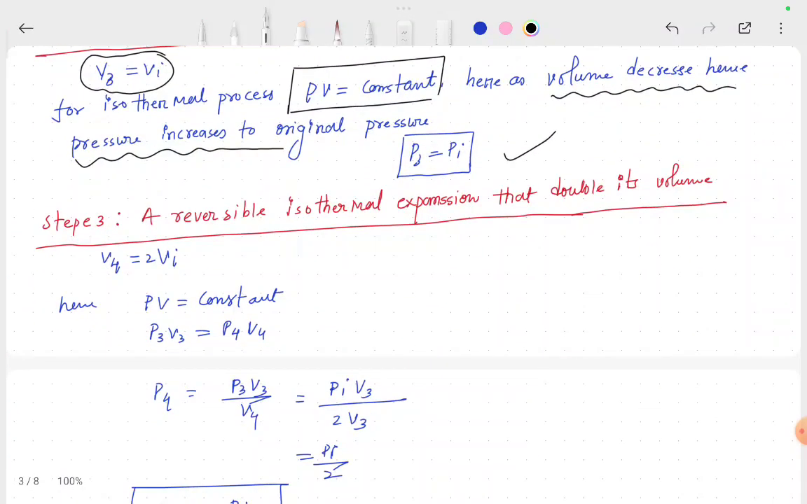Next is step 3, a reversible isothermal expansion that doubles its volume again. So V4 equals 2Vi.